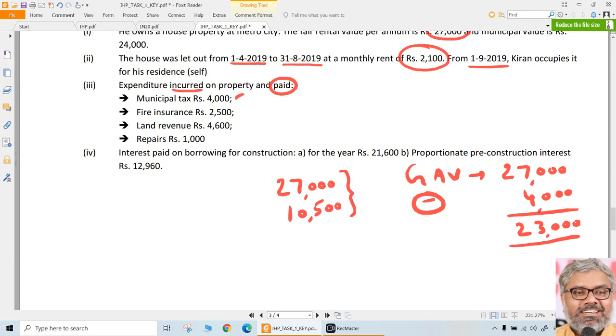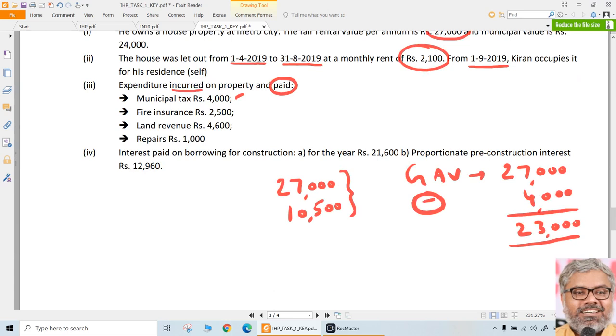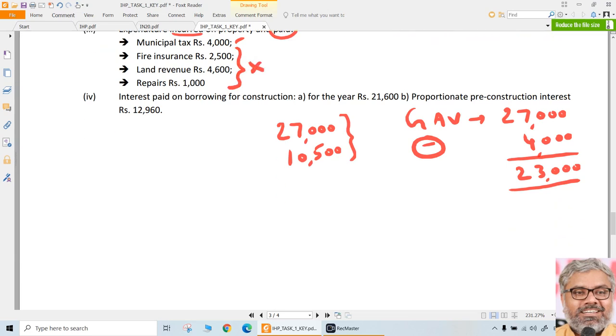And gross annual value 27,000, whereas municipal taxes paid are 4,000. And as we know, fire insurance, land revenue, repairs, all of them are irrelevant. Then net annual value is 23,000. That is okay. On that, 30% straight away give as deduction, 6,900. That is the 24A deduction.